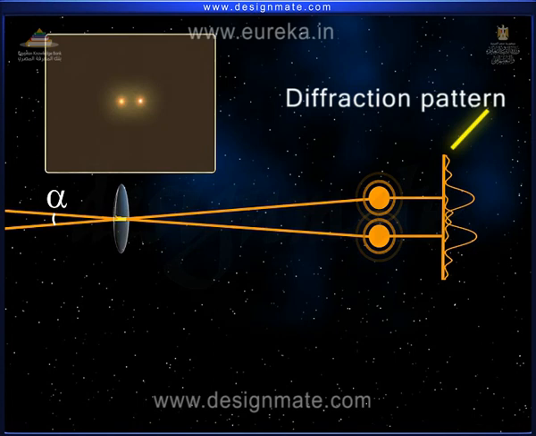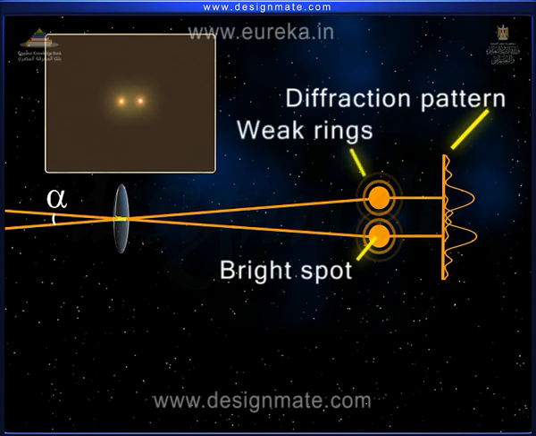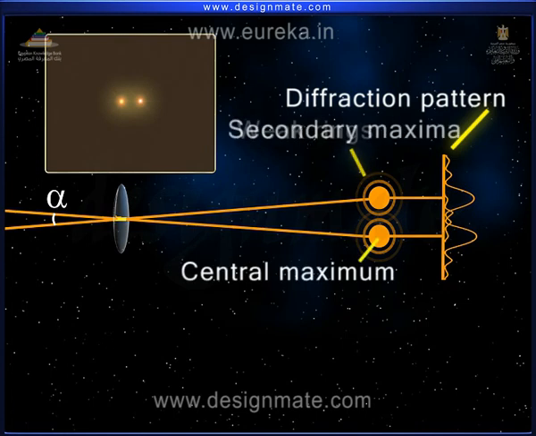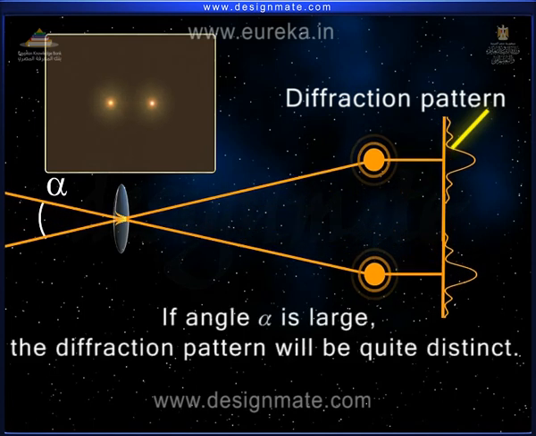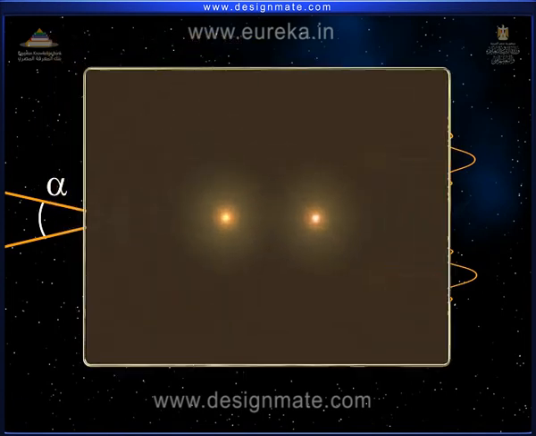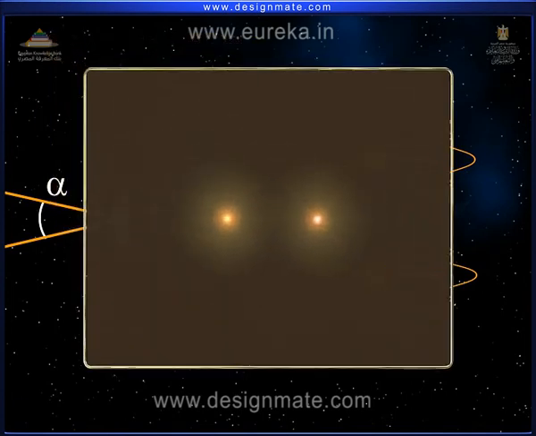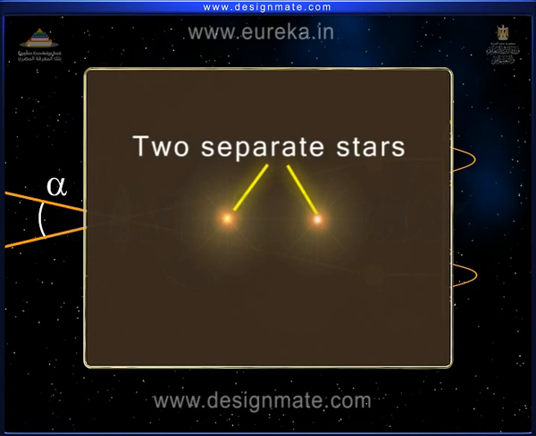In fact, in the image of a star, there is a bright circular spot at the center, which is surrounded by weak rings. The central spot is the central maximum, and the rings are the secondary maxima. It is obvious that if angle alpha is large, the diffraction pattern will be quite distinct. Hence, the images of the stars, and thereby the stars themselves, will be seen as separate.